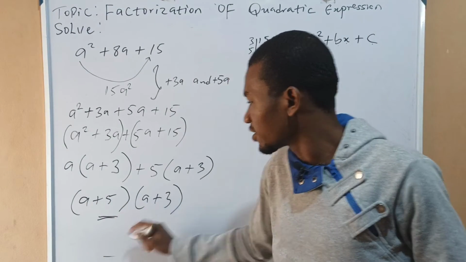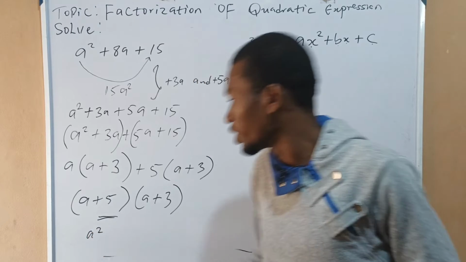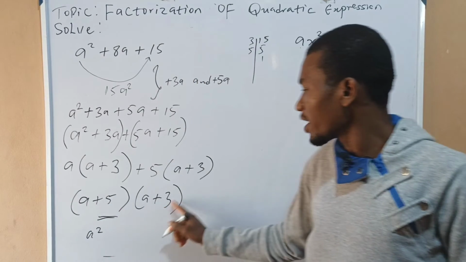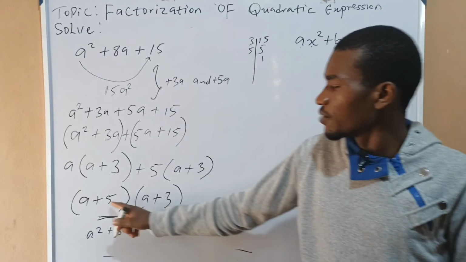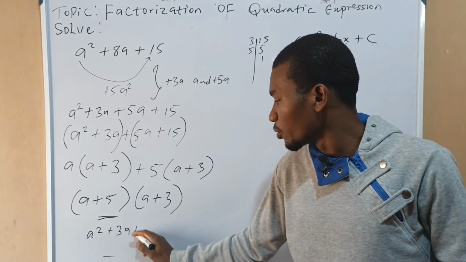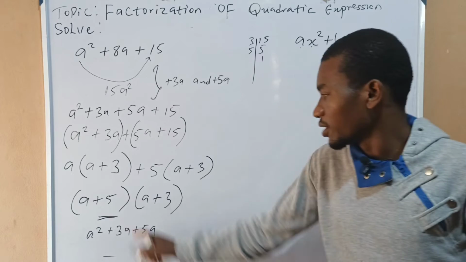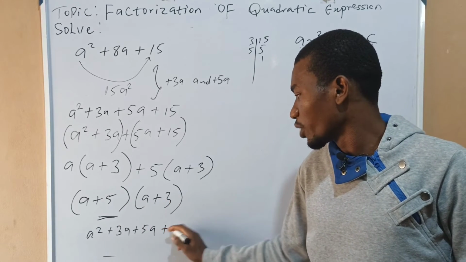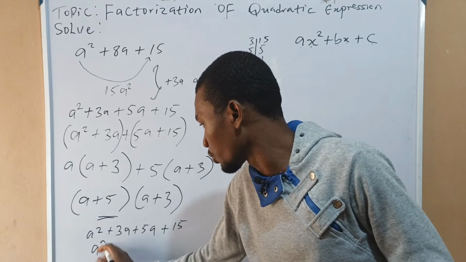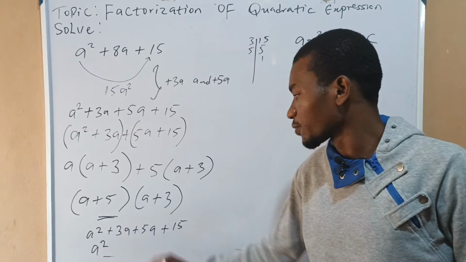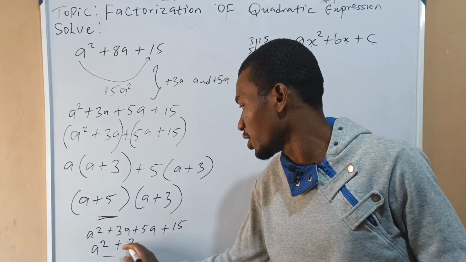A multiplies a is going to give us a squared. Then a multiplies plus 3 is going to give us plus 3a. Then 5 multiplies a, we have 5a. Then 5 multiplies 3, we have 15. Let's sum this up. We now have a squared. Remember, 3a plus 5a is going to give us 8a.